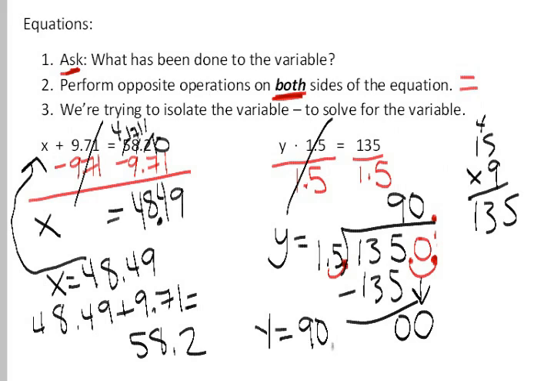And again, we could always check our work by substituting 90 for y in the original problem. If we do 90 times 1.5, we will get 135. So we can check to make sure that our answer is correct that way.